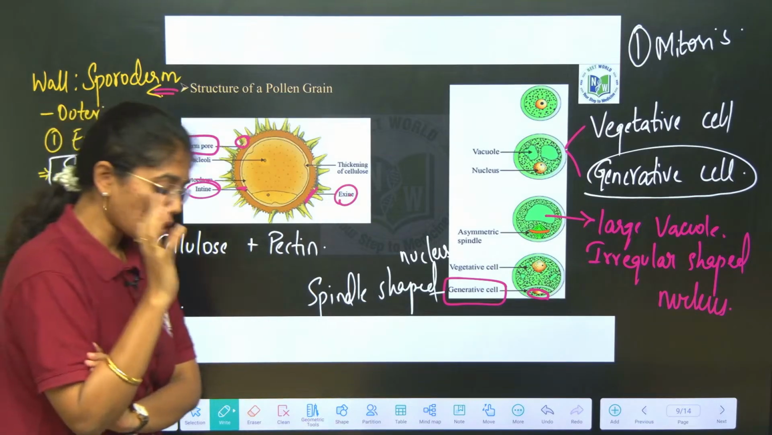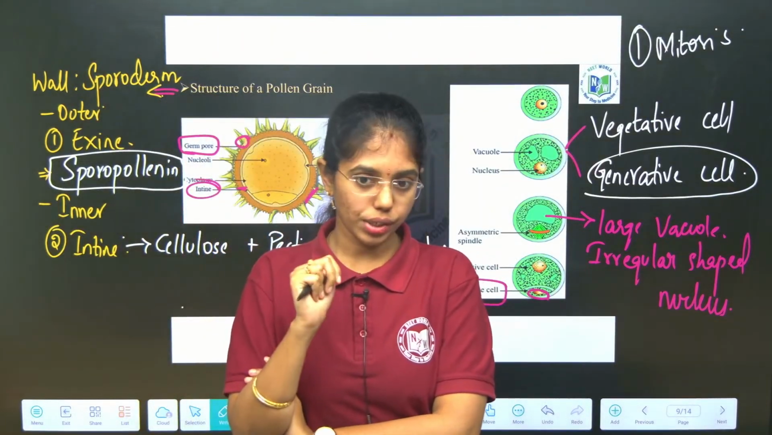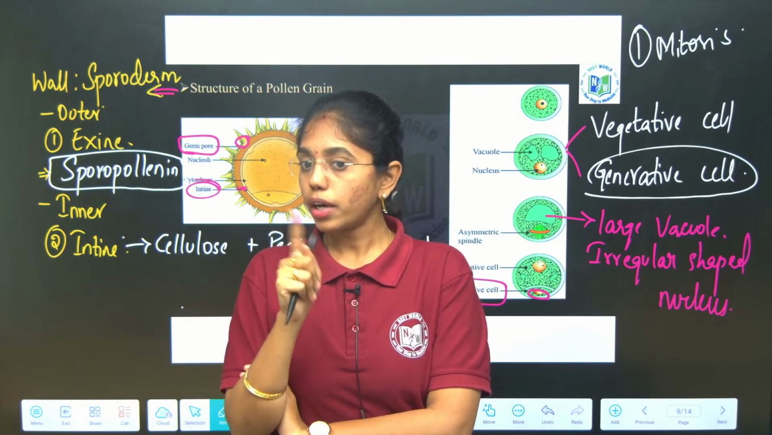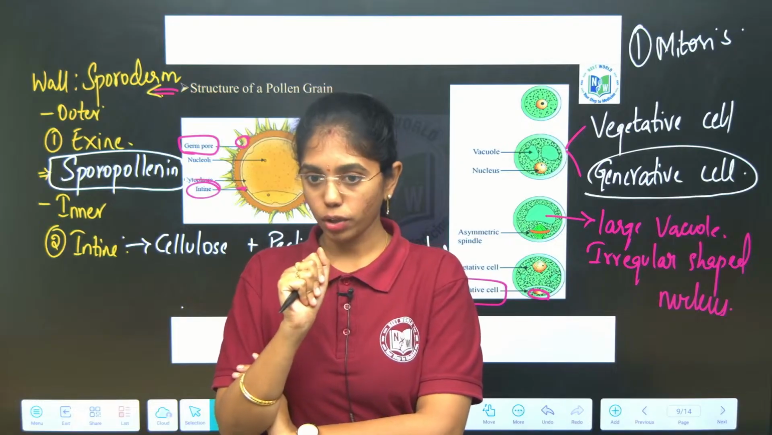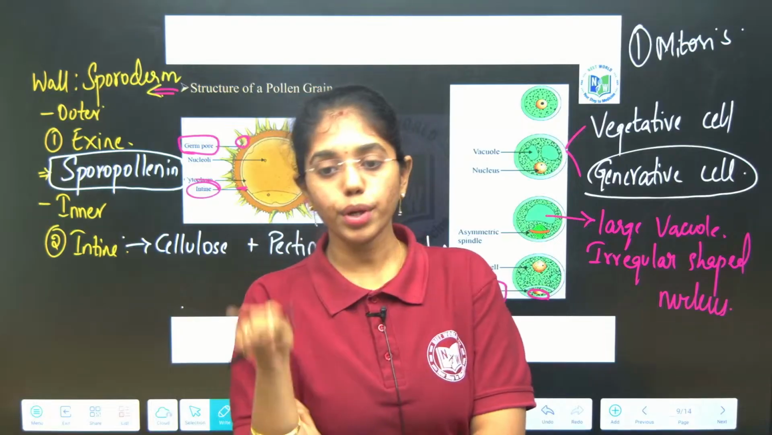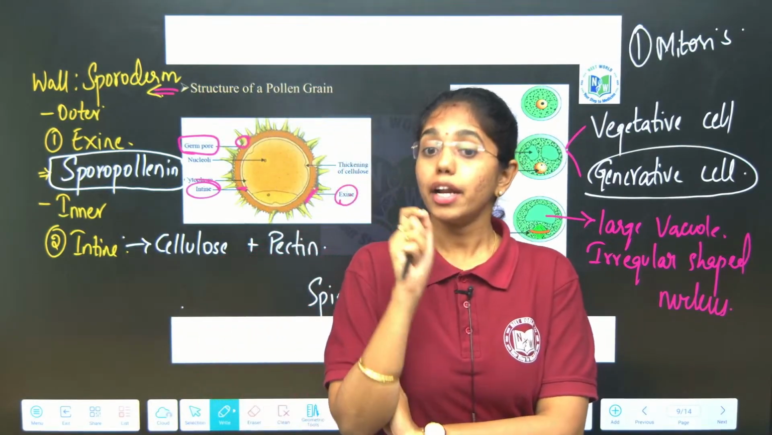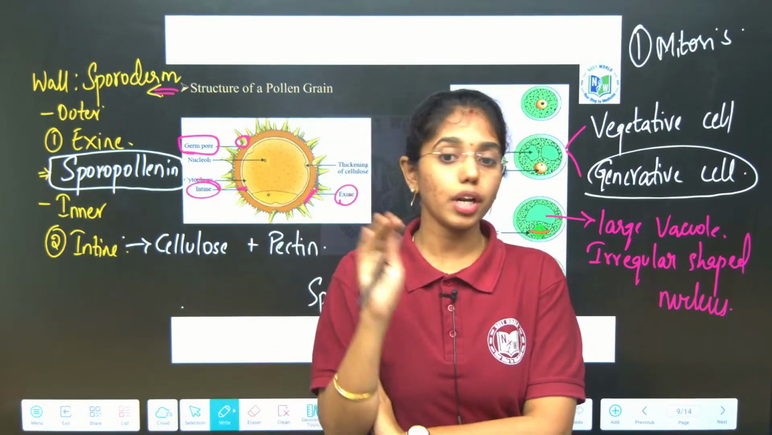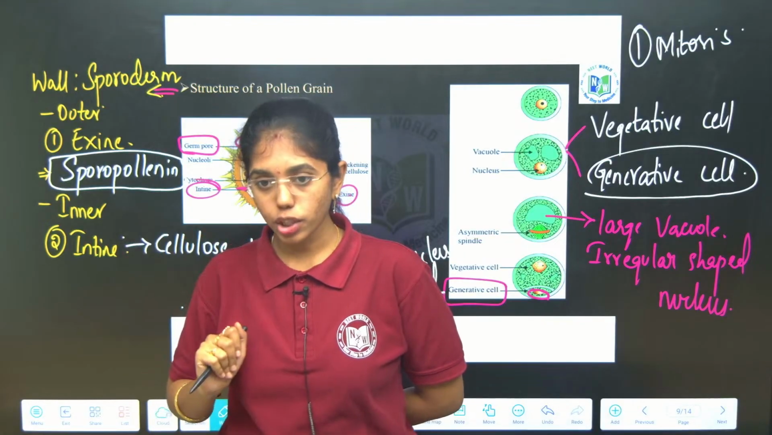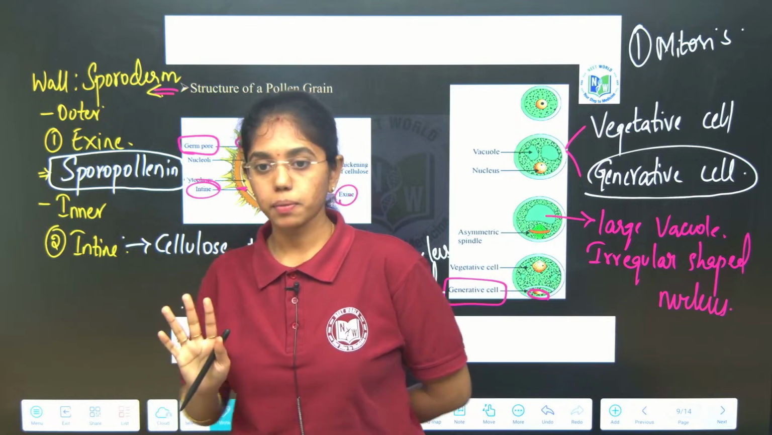In 60% of angiosperms, in how many celled stage is the pollen grain dispersed? Two celled stage. One is the vegetative cell and the other is the generative cell. So, the pollen grain will undergo how many mitotic divisions? One mitotic division. The pollen grain wall layer is made up of sporoderm. The outer wall layer is made up of exine. Exine consists of sporopollenin. In which regions of exine is sporopollenin absent? Germ pore regions or aperture regions. Next to exine you have intine. Intine consists of cellulose and pectin.